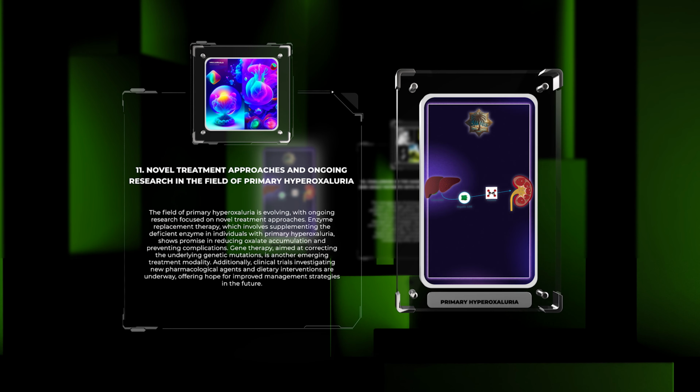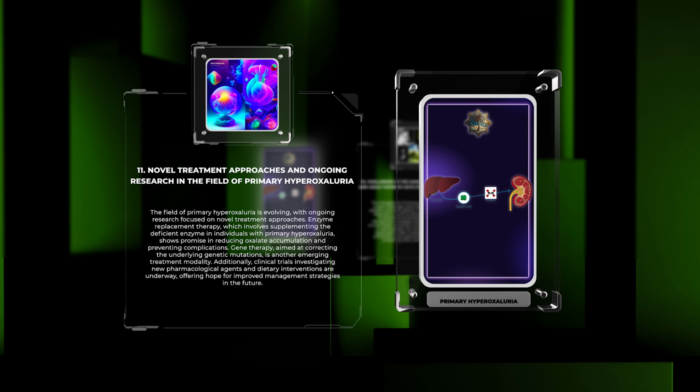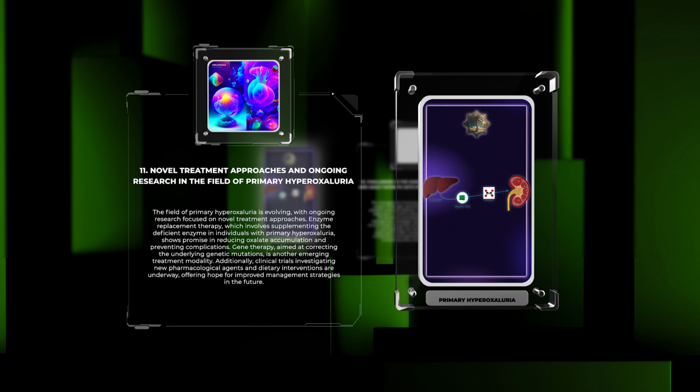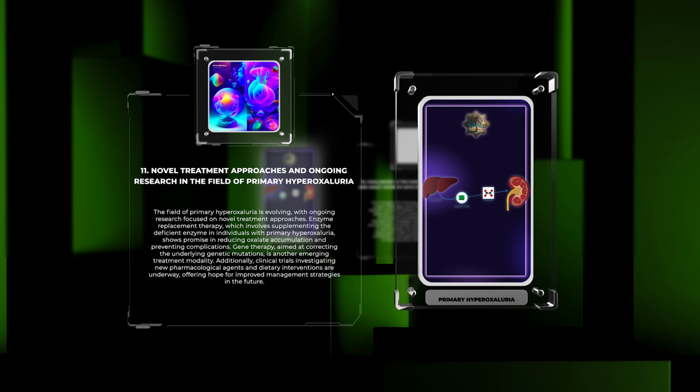The field of primary hyperoxaluria is evolving, with ongoing research focused on novel treatment approaches. Enzyme replacement therapy, which involves supplementing the deficient enzyme in individuals with primary hyperoxaluria, shows promise in reducing oxalate accumulation and preventing complications. Gene therapy, aimed at correcting the underlying genetic mutations, is another emerging treatment modality. Additionally, clinical trials investigating new pharmacological agents and dietary interventions are underway, offering hope for improved management strategies in the future.